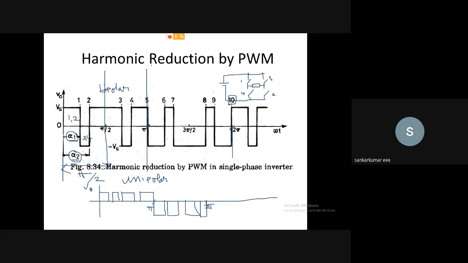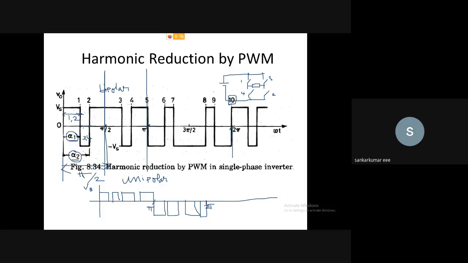So here it is a quarter wave symmetry. If we look at the positive and negative, the waveforms are similar. That is, the area of the waveform in the positive half cycle will be similar to the negative half cycle waveform. So that is called half wave symmetry. And after that, we can have this pi by 2, which is the quarter of the cycle.